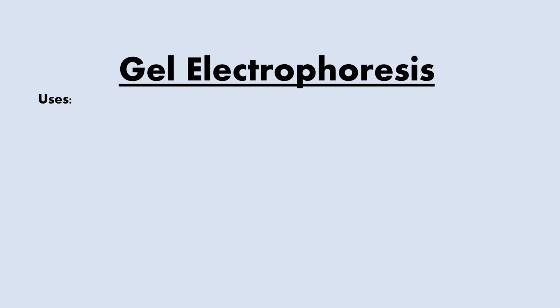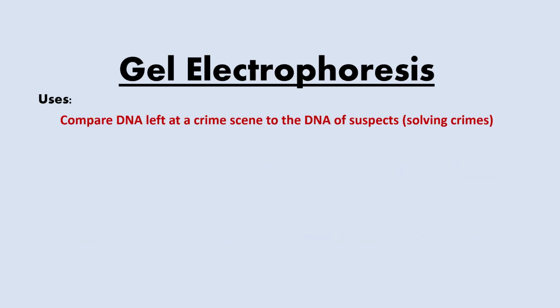Welcome to Gel Electrophoresis. We're going to go over the uses of this process and how this process works. To start, this process could be used to compare DNA left at a crime scene to the DNA of a suspect. So you could match DNA to find out who committed a crime or identify a victim of a crime.